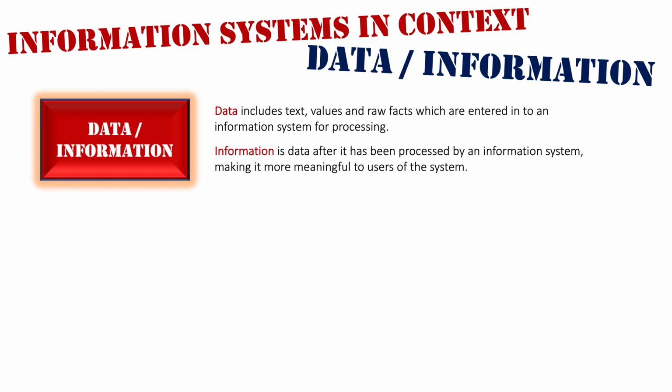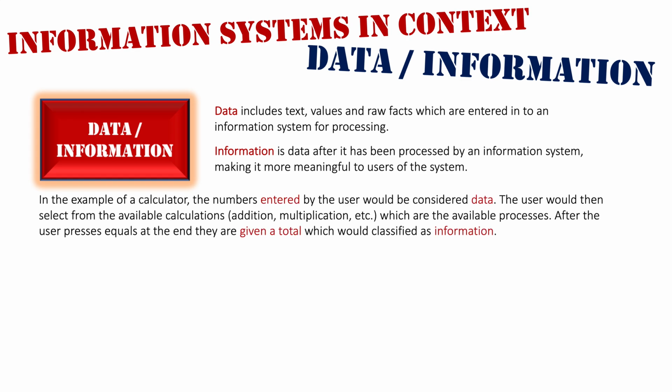So information is data after it's been processed by an information system, making it more meaningful to the users of the system. We enter data into a system and what we want back from the system is information. Essentially, data that has been made more meaningful in some way, which is the purpose of the information system.